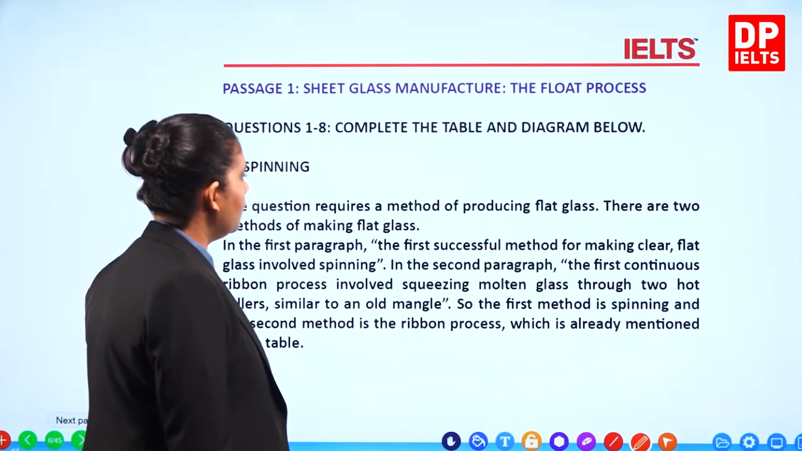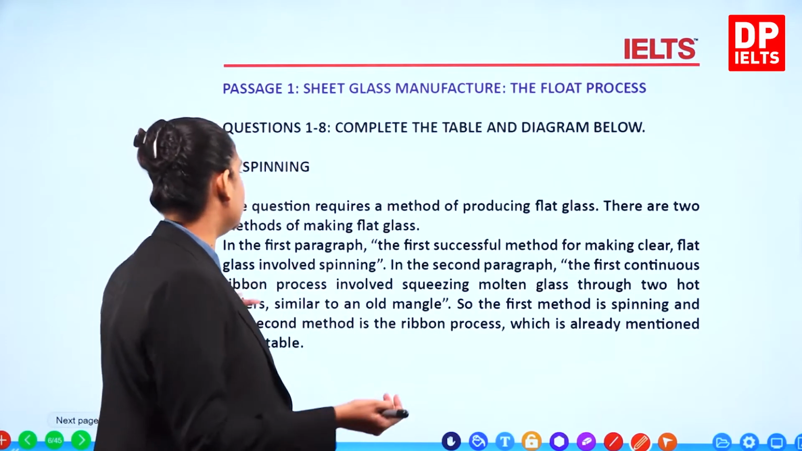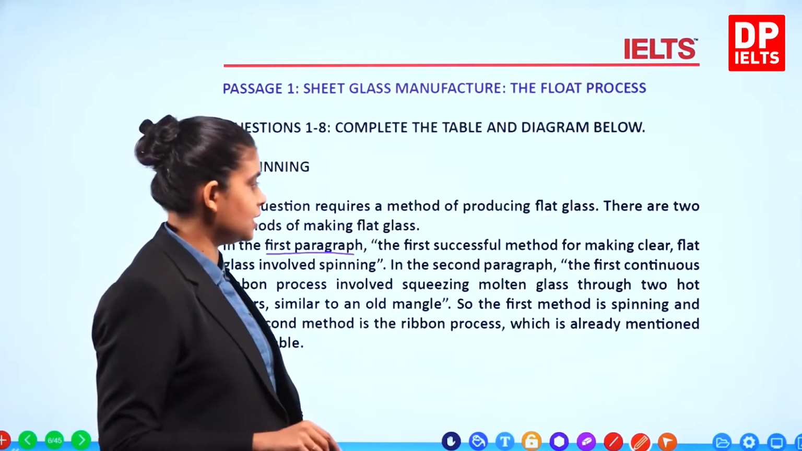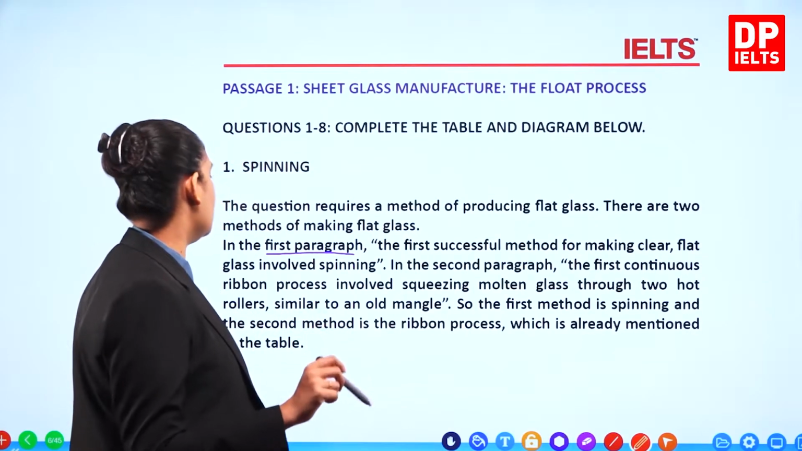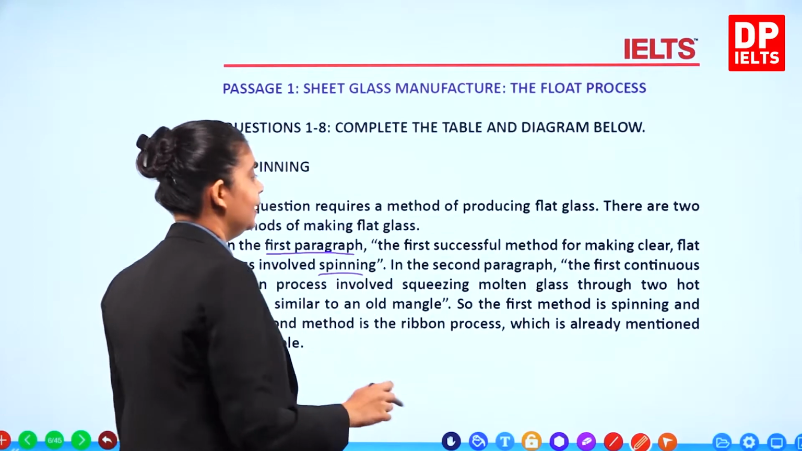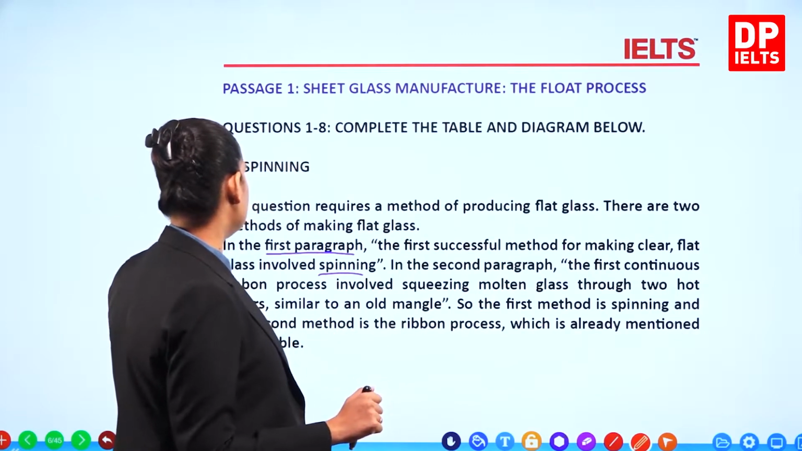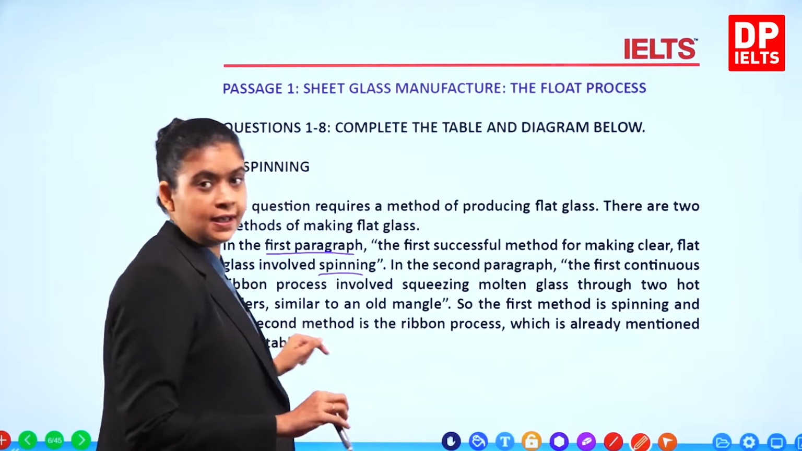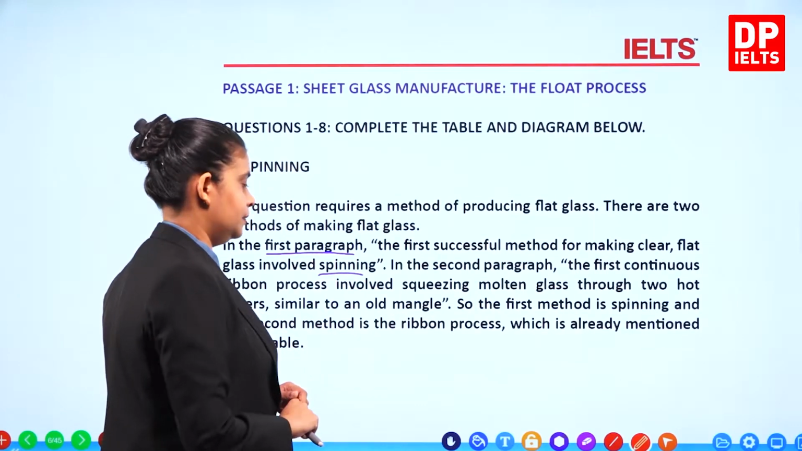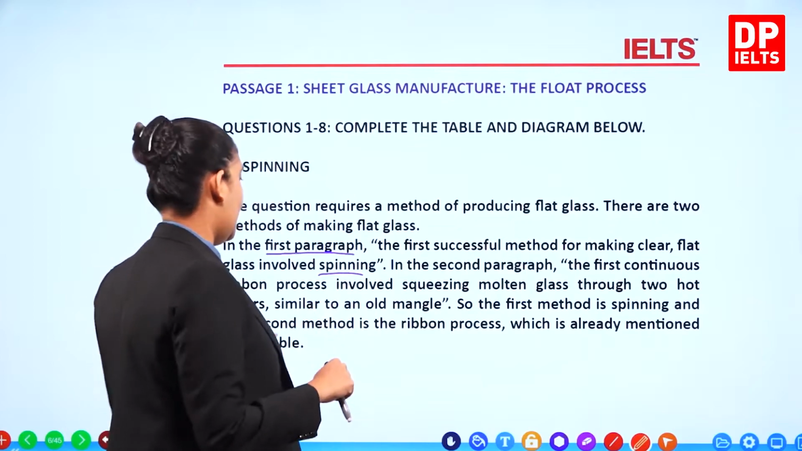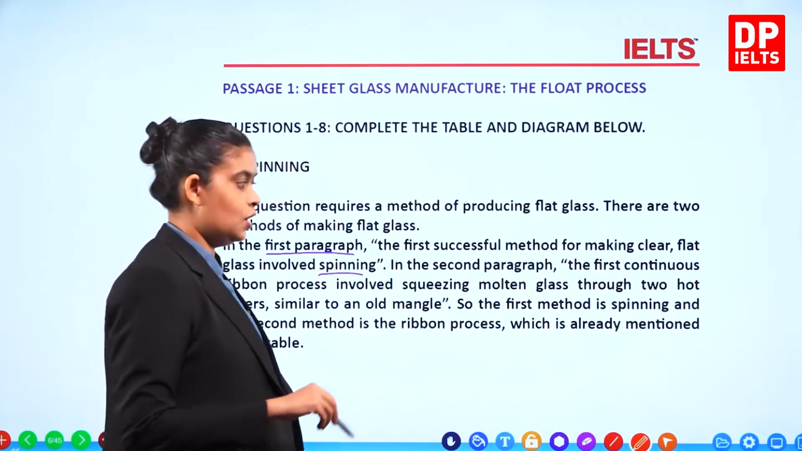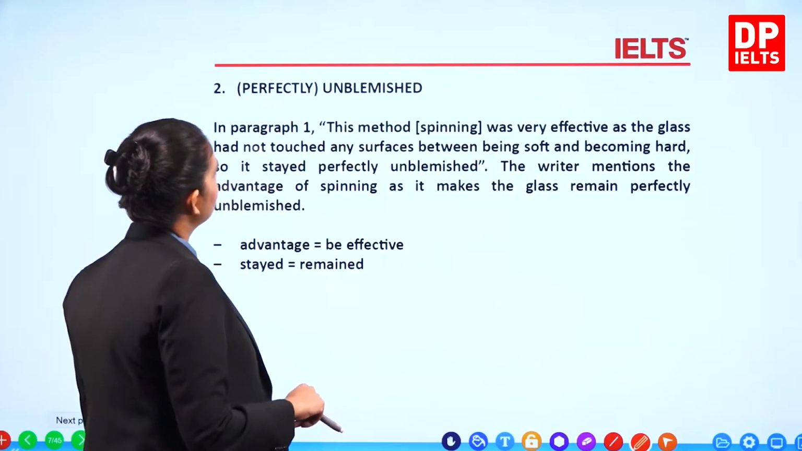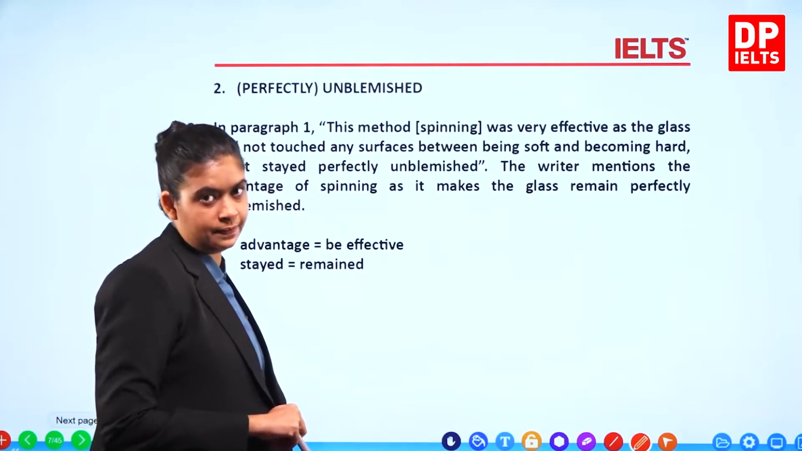So, the question requires a method of producing flat glass and there are 2 methods of making flat glass. In the first para, the first successful method of making clear flat glass involved spinning. In the second para, the first continuous ribbon process involved squeezing molten glass through 2 hot rollers similar to an old mangle. So the first method is spinning and the second method is the ribbon process, which is already mentioned in the table.